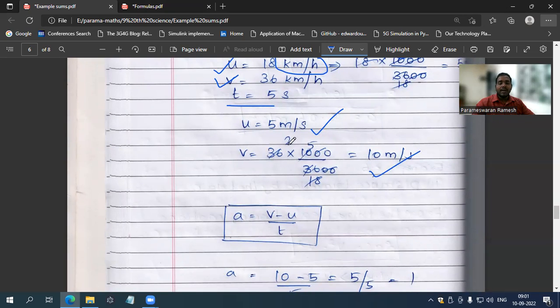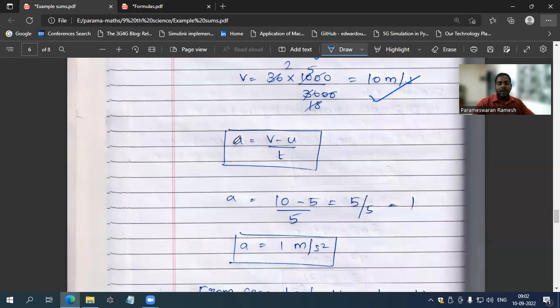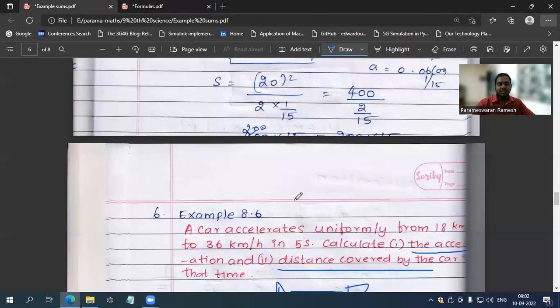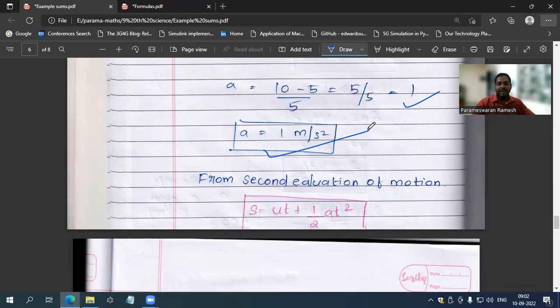So for the conversion of kilometer per hour to meter per second, you need to multiply by 5 by 18. Now apply the formula: a is equal to v minus u by t. Substitute the values: v is 10 meter per second, so 10 minus 5 divided by t, and t is given in the question as 5 seconds. So 10 minus 5 is 5, and 5 by 5 is 1. So a is equal to 1 meter per second square.